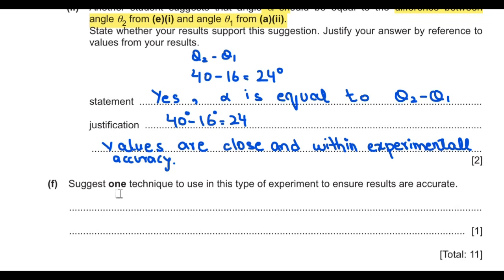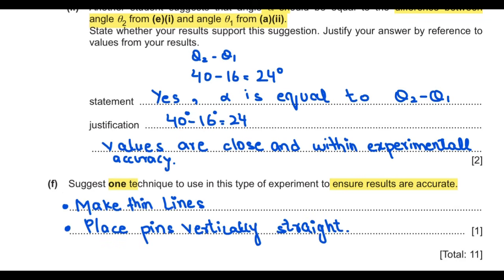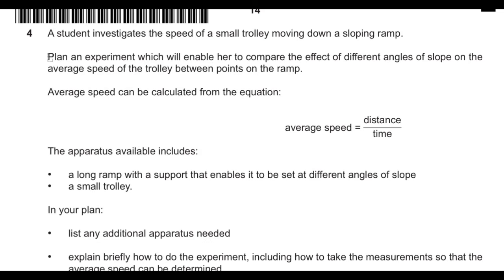F part says suggest one technique to use in this type of experiment to ensure that the results are accurate. So we can make the lines as thin as possible and place the pins vertically straight to avoid any kind of confusion. Question number 4 says a student investigates the speed of a small trolley moving down a sloping ramp. Plan an experiment which will enable her to compare the effect of different angles of slope on the average speed of the trolley between two points on the ramp.